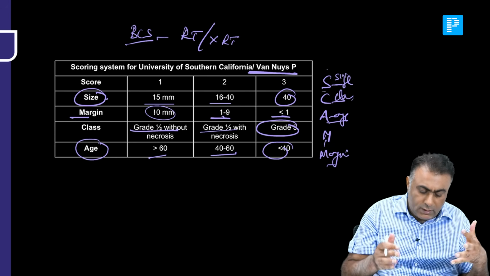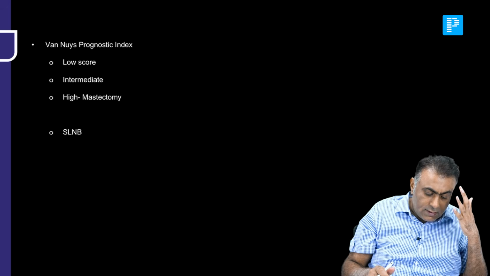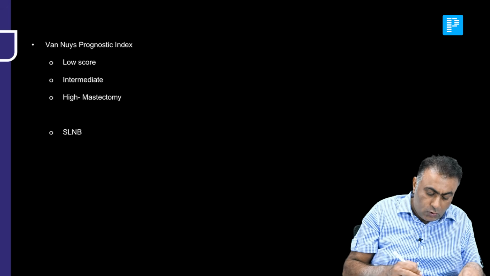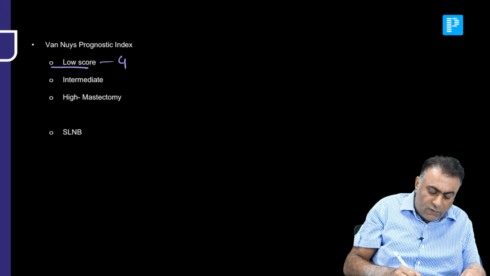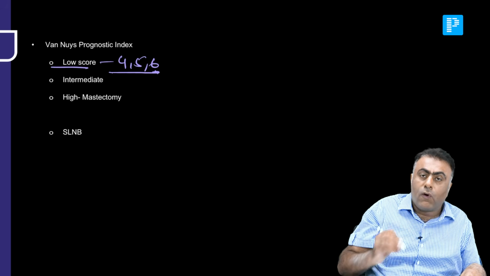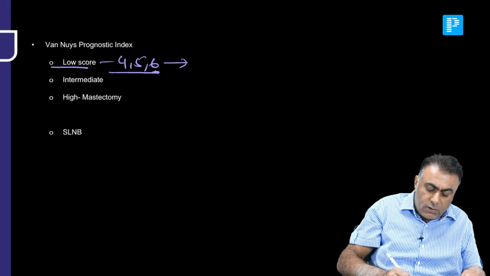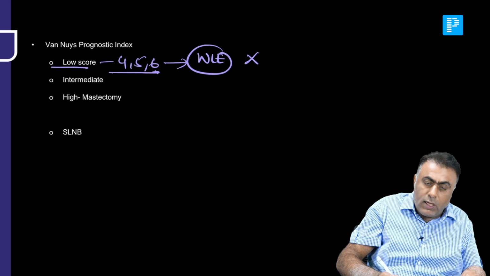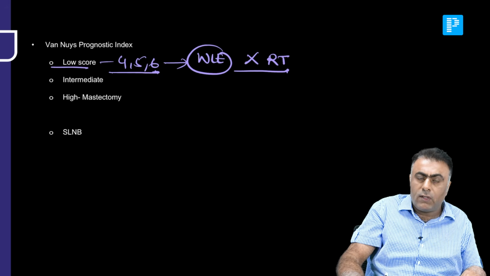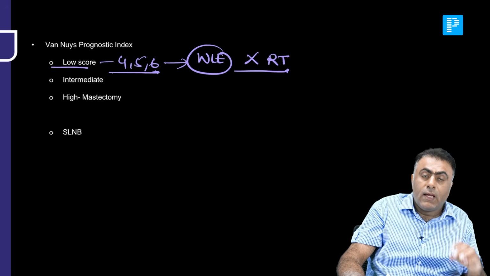Then how do we go about with this score? If the Van Nuys prognostic index has a low score, meaning the score is 4, 5 or 6, then just a wide local excision is sufficient. We don't need to go for post-operative radiotherapy.